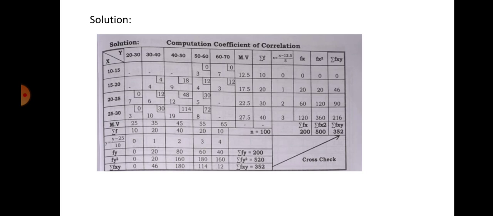So these are the sums of the rows. Now add all the values: 10 first row plus 20 second row plus 30 third row plus 40, which is 100. This is the sum of the frequencies, capital N.